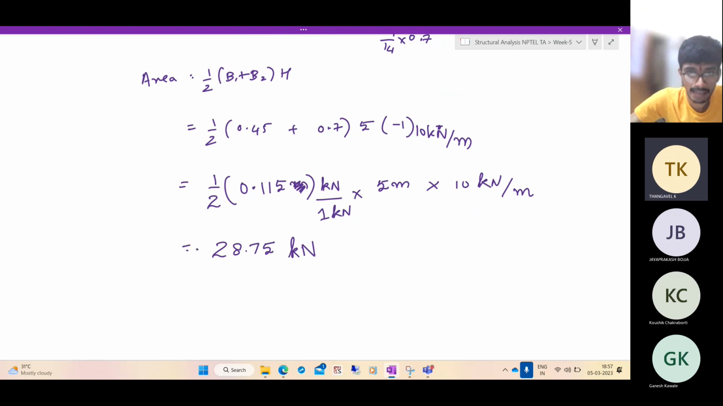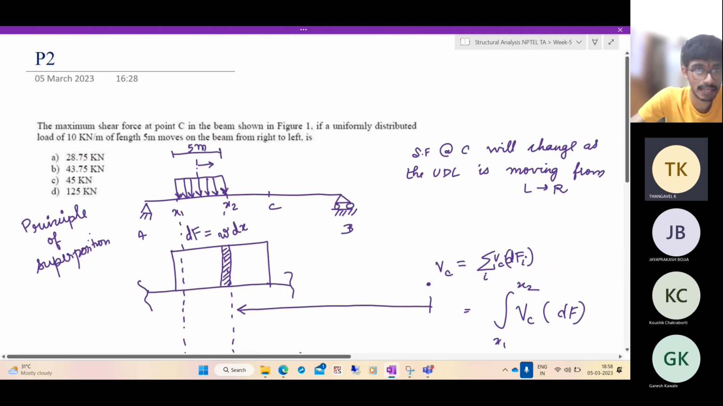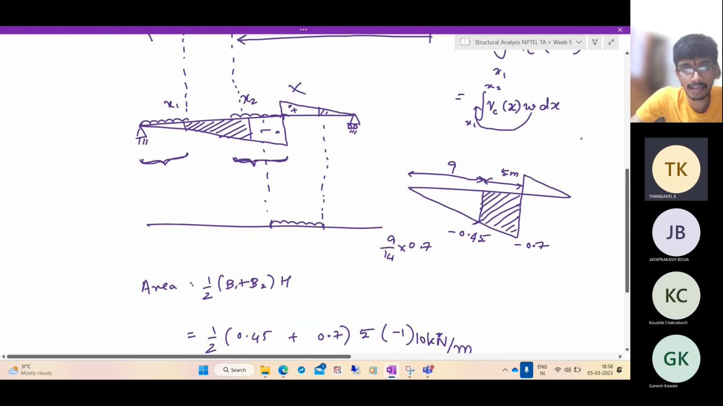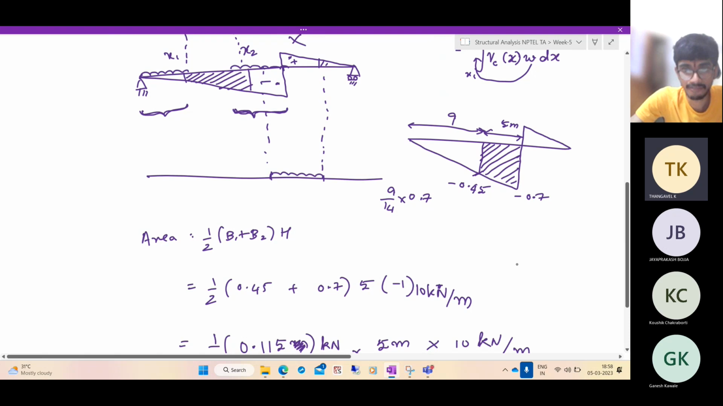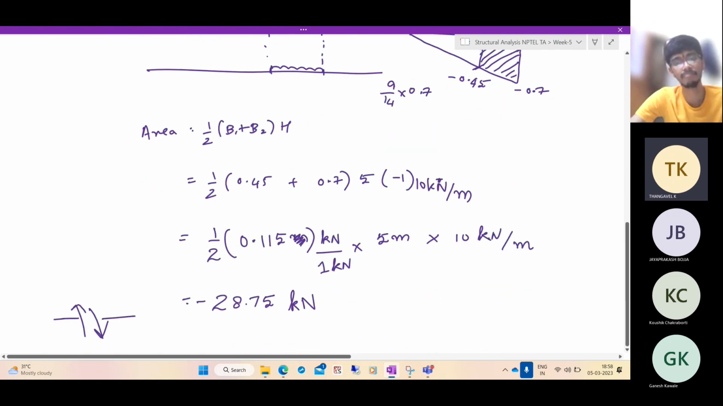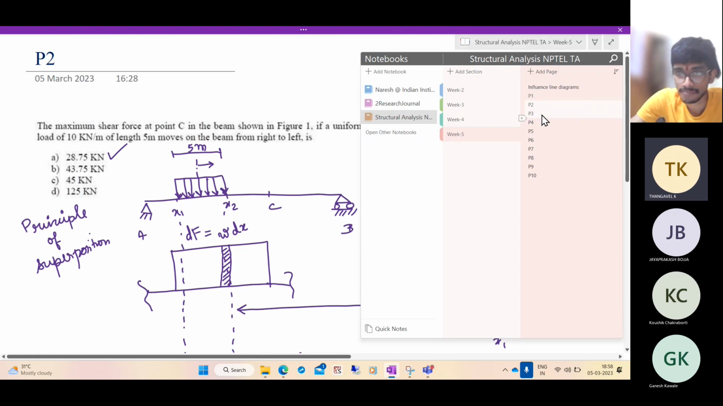Which direction? Negative, right? It means the shear force at that point is upwards on the left side and downwards on the right side. So what is the answer? 28.75, so option A is the right answer. In this slightly involved problem, if you have a UDL, you should see where to place it to get the maximum area, and then find the maximum area, which gives the maximum shear force at the point C. Now let's go to the next problem.